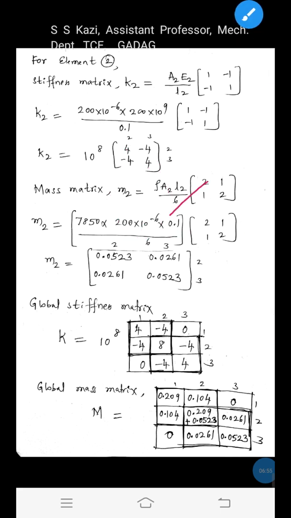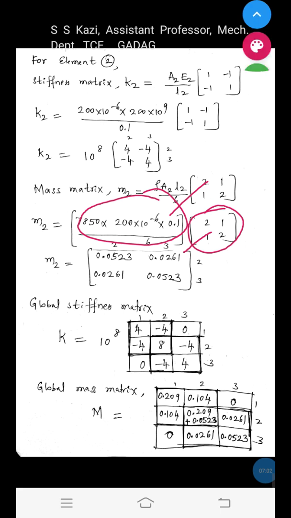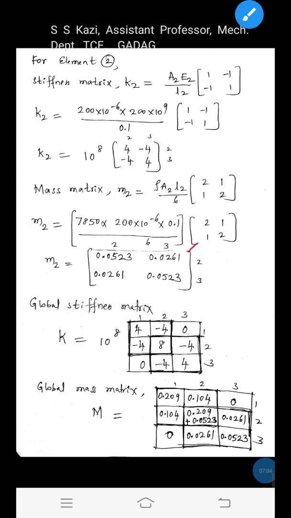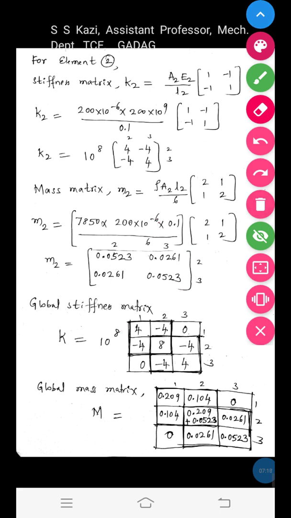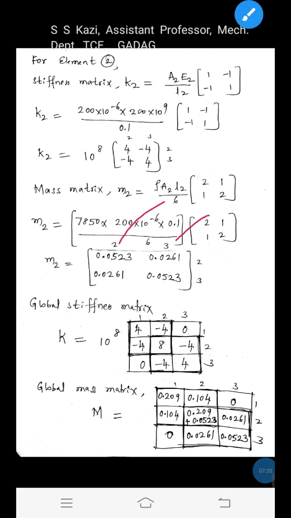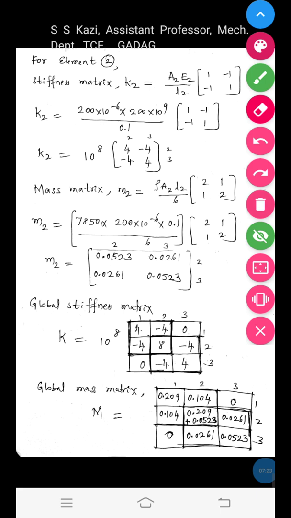Once you substitute this data and 2 1 1 2, we get this ratio after calculation, 0.0261, and 0.0261 is taken inside. If it is multiplied with 2, you will get 0.0523, 0.0261, 0.0261, 0.0523. Next, write the DOF numbers 2 3 2 3.